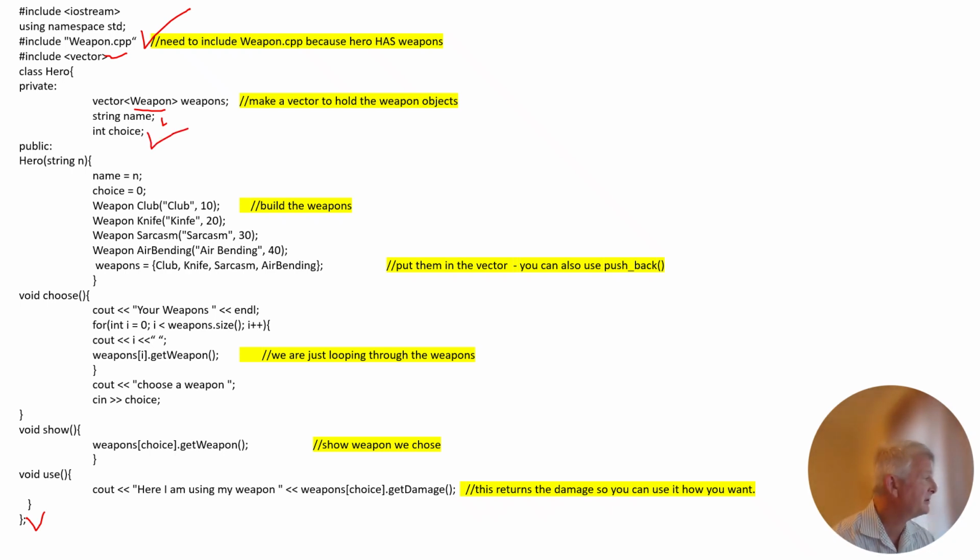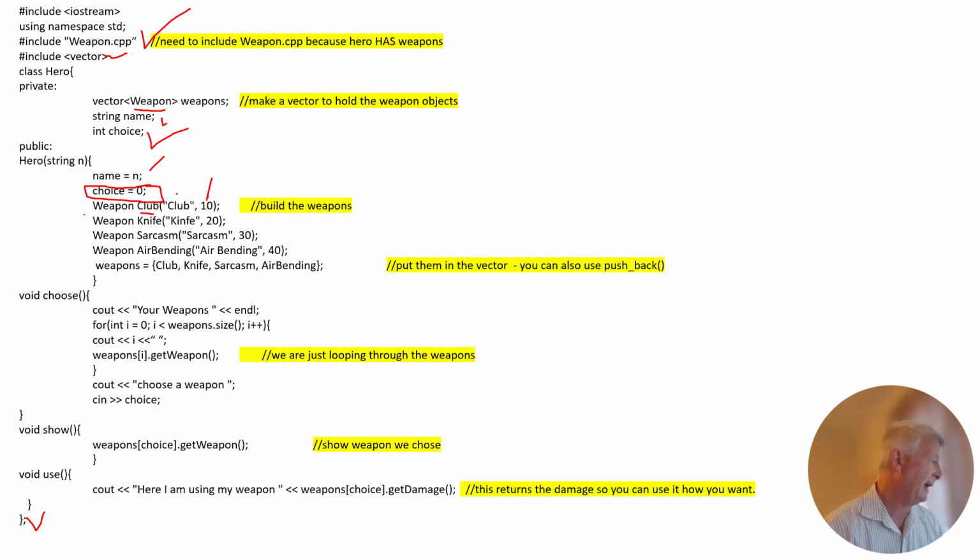So in my constructor, I'm going to do name, and choice is going to be set to 0. Okay? And my very first weapon, I have my club, which is going to be 10. Now look what I'm doing. I'm calling the weapon class, and I'm building a club, and I'm passing in club and 10.